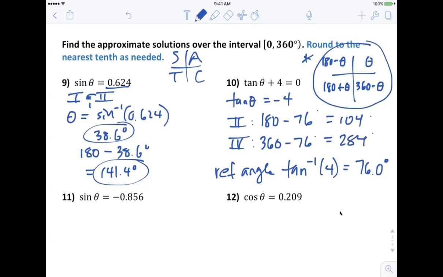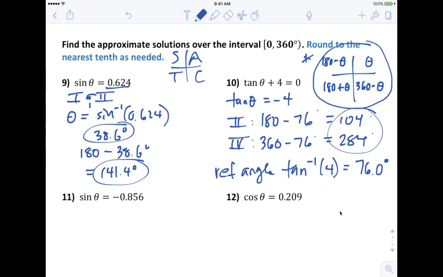Now, if you wanted to double check that, try plugging into your calculator in degree mode tangent of 284. You'll see that you get just about -4. Now you got a little rounding error, but like -4.01. Same with the 104. If you do tangent 104 as a check, you should get just about -4. Okay. So those are accurate, and those are my two final answers.